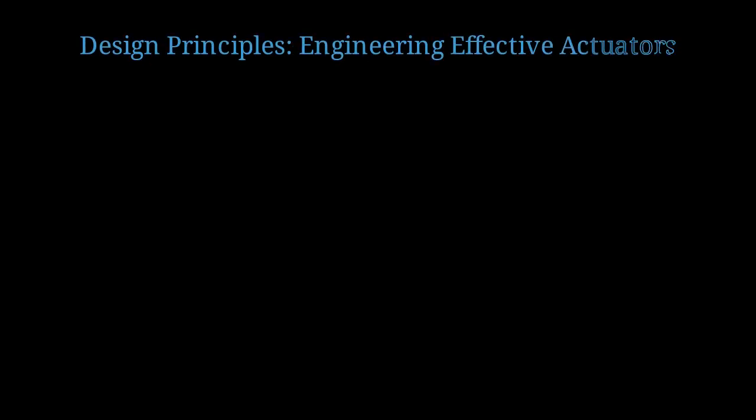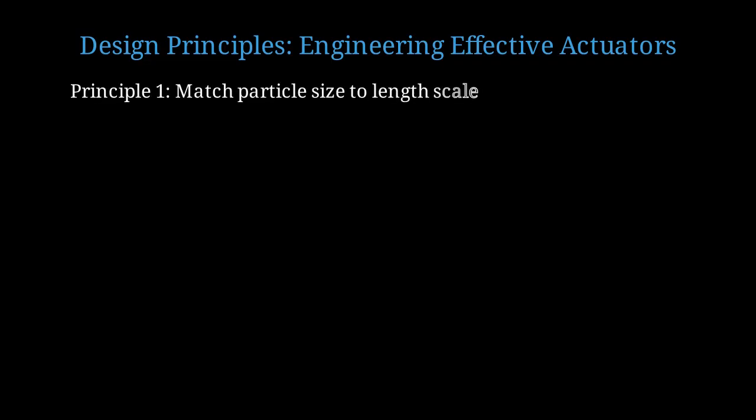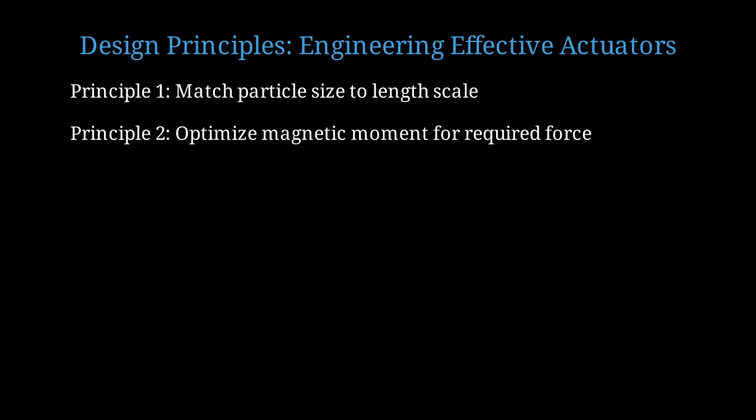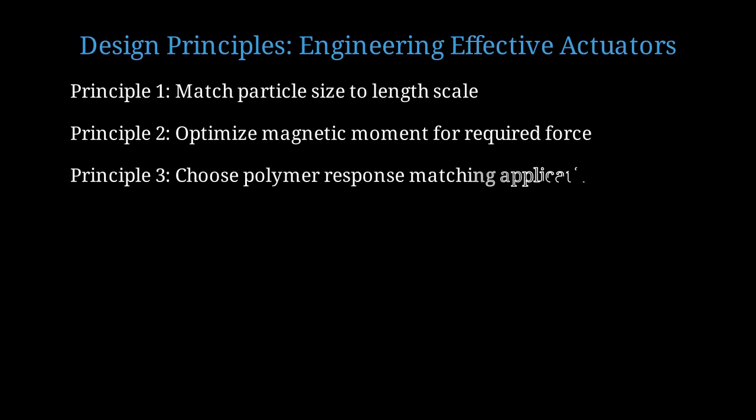Now let's synthesize these concepts into practical design principles for engineering effective magnetic particle actuators. Principle 1. Match particle size to the relevant length scale. For microfluidics, use microparticles. For cellular applications, use nanoparticles. Principle 2. Optimize magnetic moment. Higher moments give stronger forces but may cause unwanted aggregation. Balance is critical. Principle 3. Select polymer response to match application requirements. Temperature response for hyperthermia, pH response for GI tract delivery.